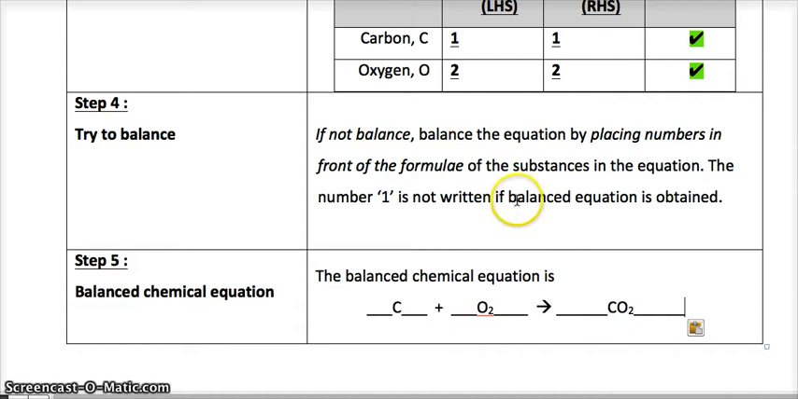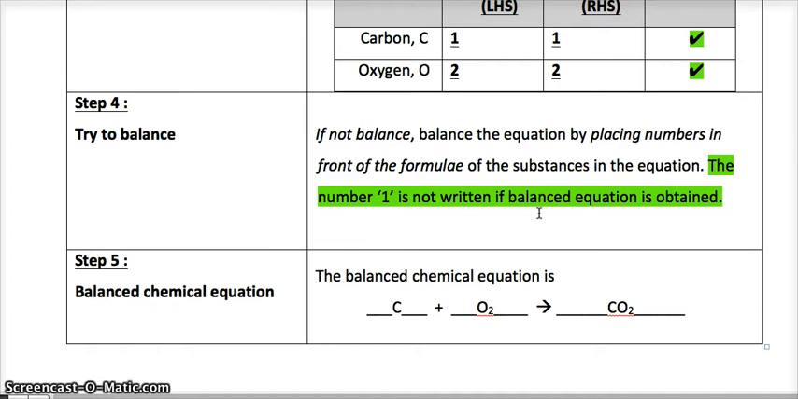In chemistry, the number 1 is actually not written if the equation is already balanced, which means to say there is actually no need for you to put a 1 in front of carbon, oxygen, and carbon dioxide. It's understood that 1 unit of carbon reacts with 1 unit of oxygen to form 1 unit of CO2. It's understood, so there is no need for you to write a number 1 in front.